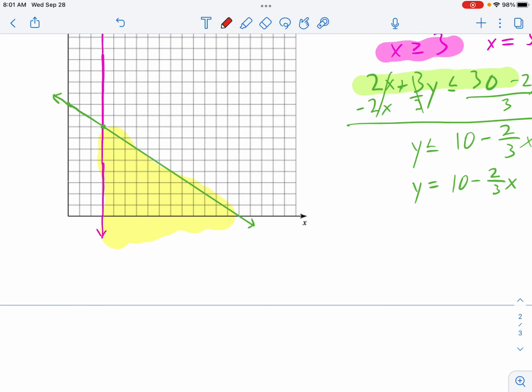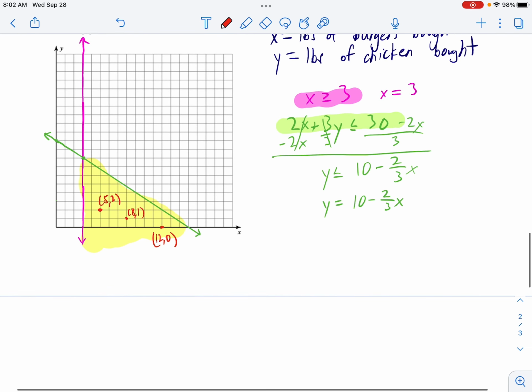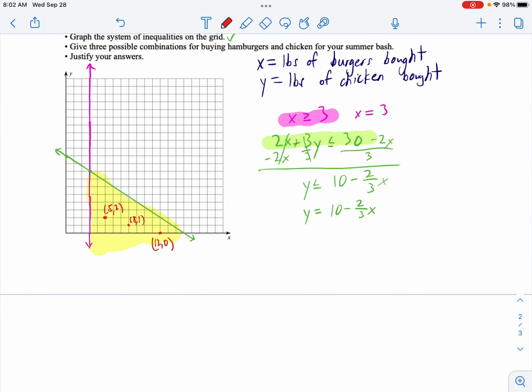Let's do 5, 2. Let's do, what is this? Is that 8? 8, 1. Let's do 12, 0. Okay, so we're going to show by plugging these into my inequalities that they satisfy my system.